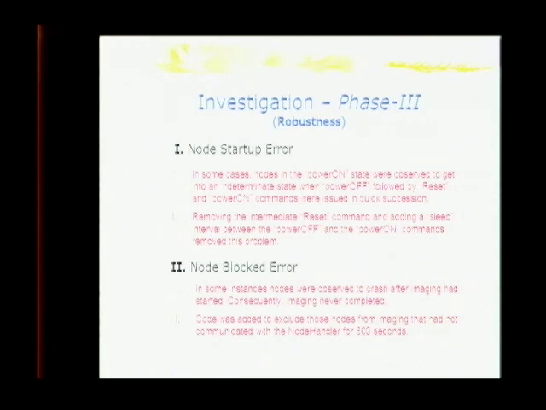Another was node blocked. In this case, the nodes would come up and the imaging would start. After 60% progress, the node would crash and there would be no communication after that. So I added code to exclude from imaging those nodes that had not communicated for 600 seconds.